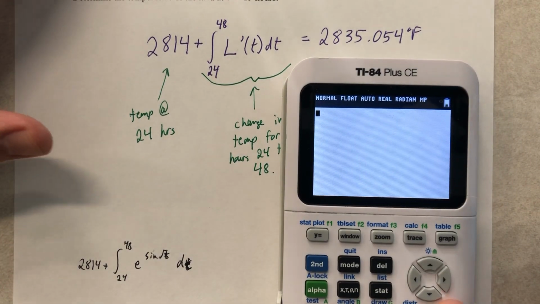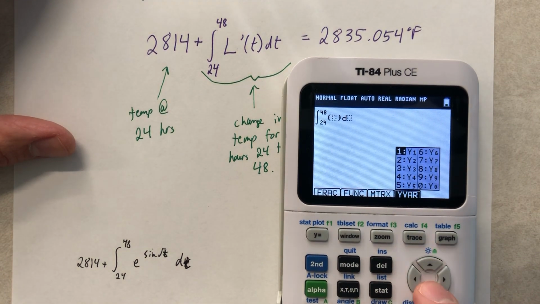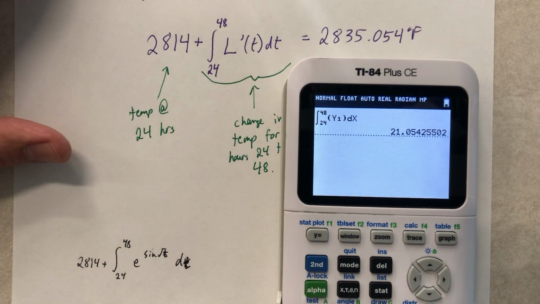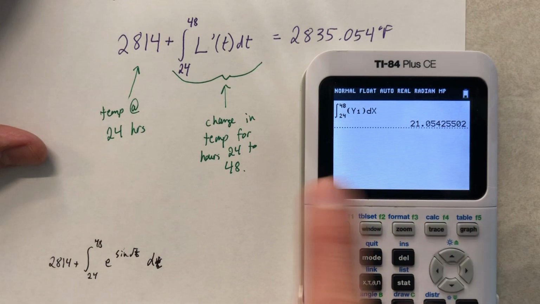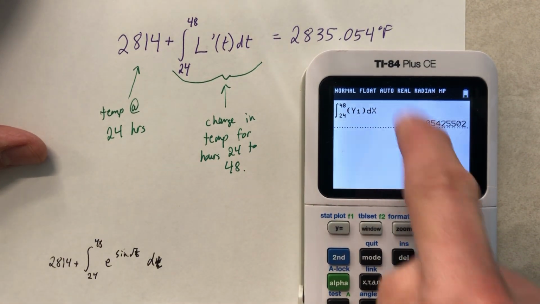So just FYI, math 9, you don't have to type this, but 24 to 48 of your function, alpha, trace, pulls up y1. This is how much temperature was added from hours 24 to 48. So we started that hot and then added that much more.